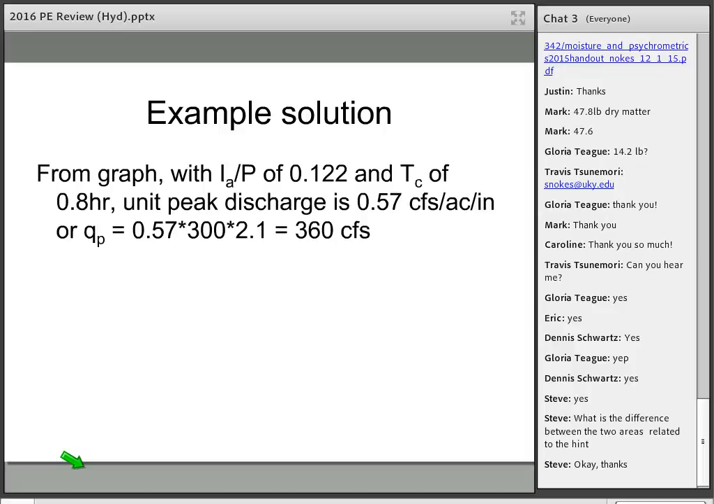It's CFS per acre per inch of runoff. So the peak discharge is calculated as 0.57 times 300 acres times 2.1 inches of runoff, and so it's about 360 CFS.